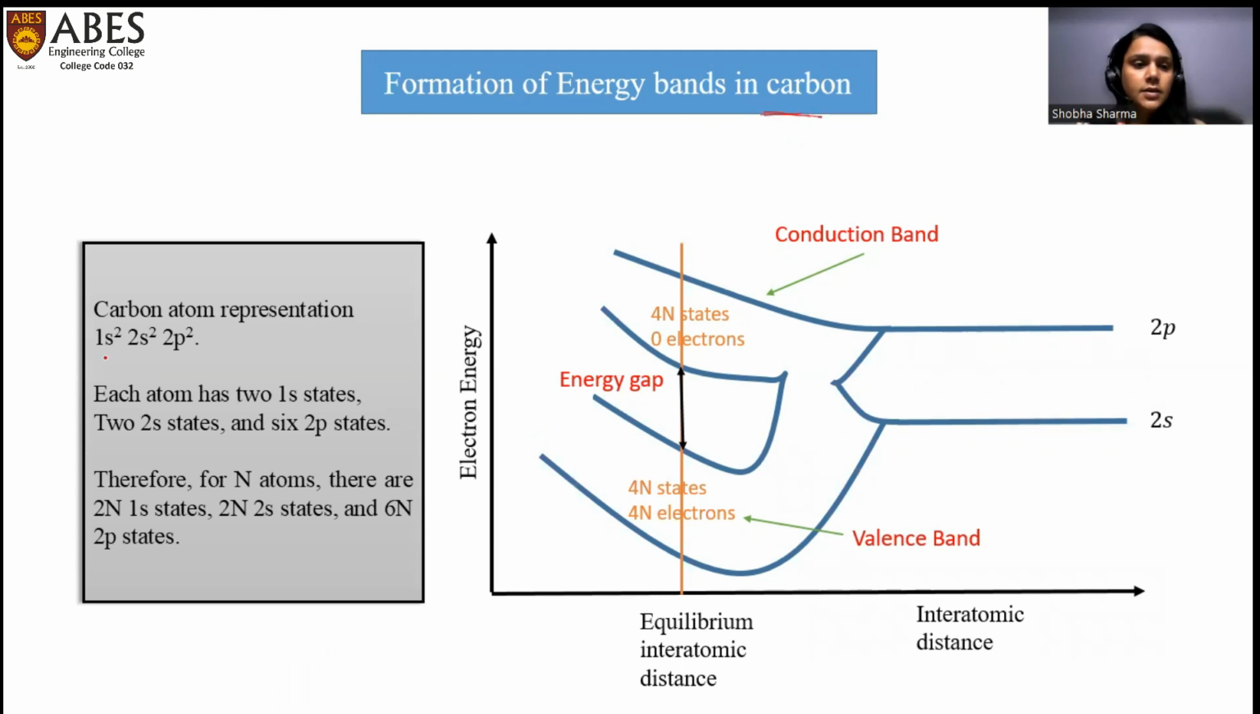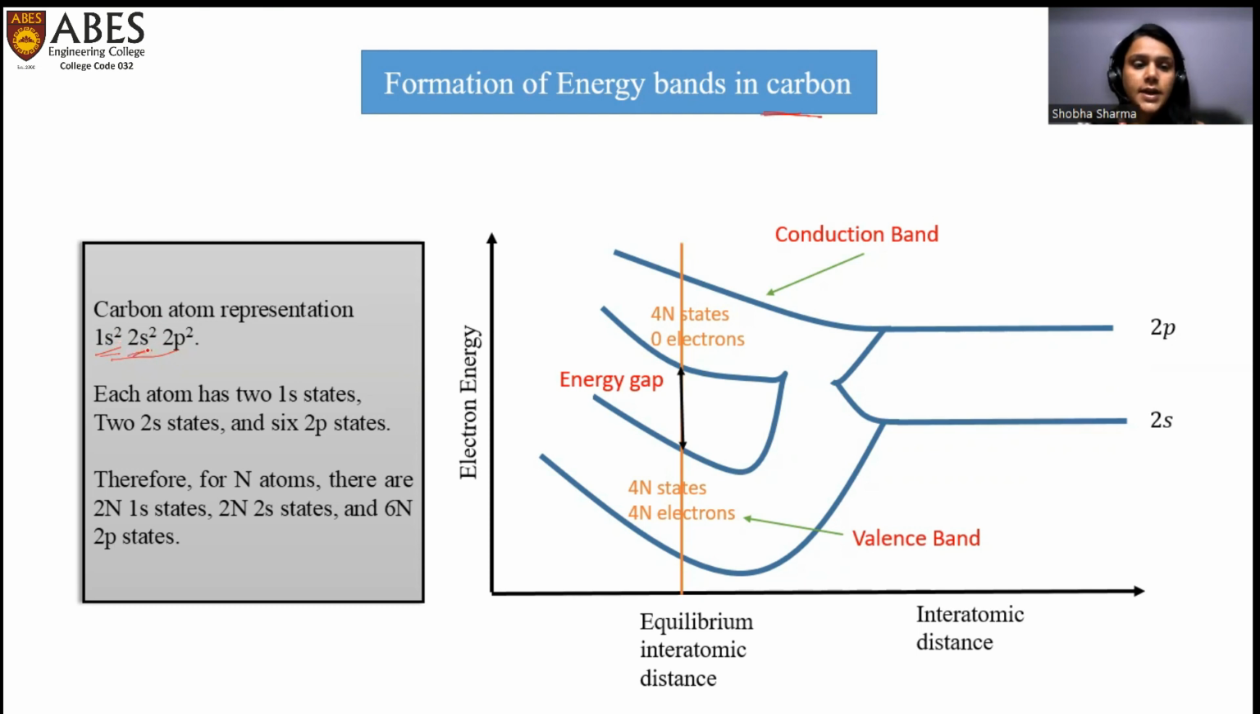Here we can see the carbon atom representation can be written as 1s2, 2s2, and 2p2. That means there are two 1s states, two 2s states, and six 2p states. Okay, this 1s state is completely filled because we have two 1s states and two electrons.